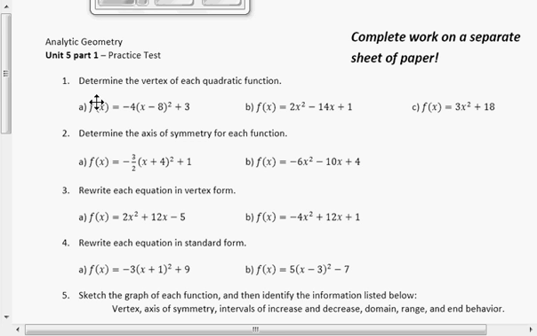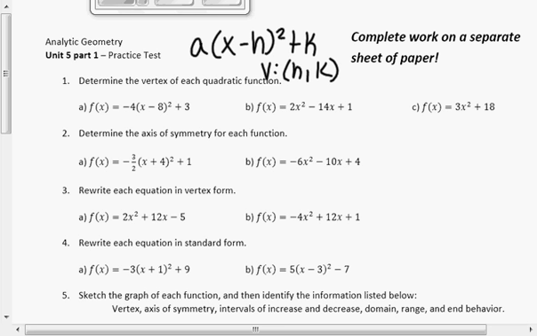Alright, so for finding the vertex of a quadratic function, if it's already written in vertex form, it's really easy. Remember, vertex form is a(x - h)^2 + k, and our vertex is (h, k). It's also important to remember that in vertex form, h is subtracted, so when you take h out, it's technically the opposite sign. So looking at a, we have (x - 8), so it's actually a positive 8, and then a 3. For b, we need to put it in vertex form.